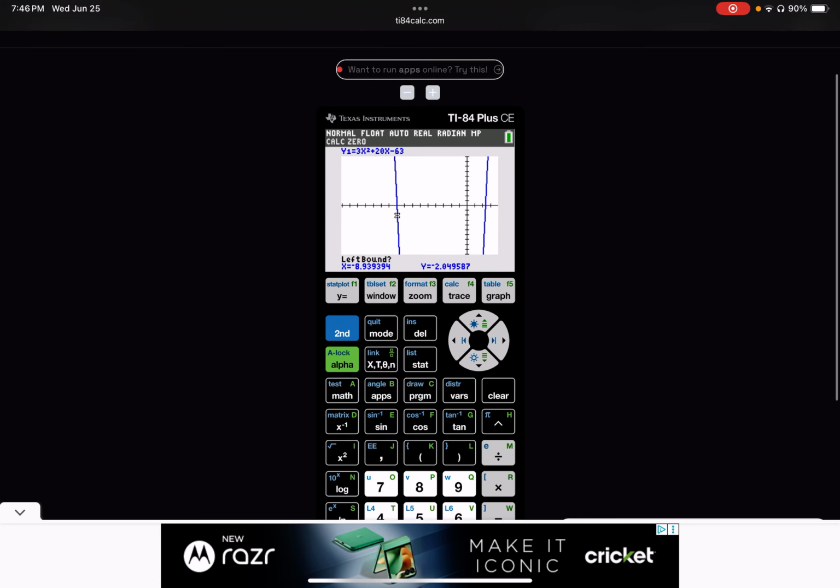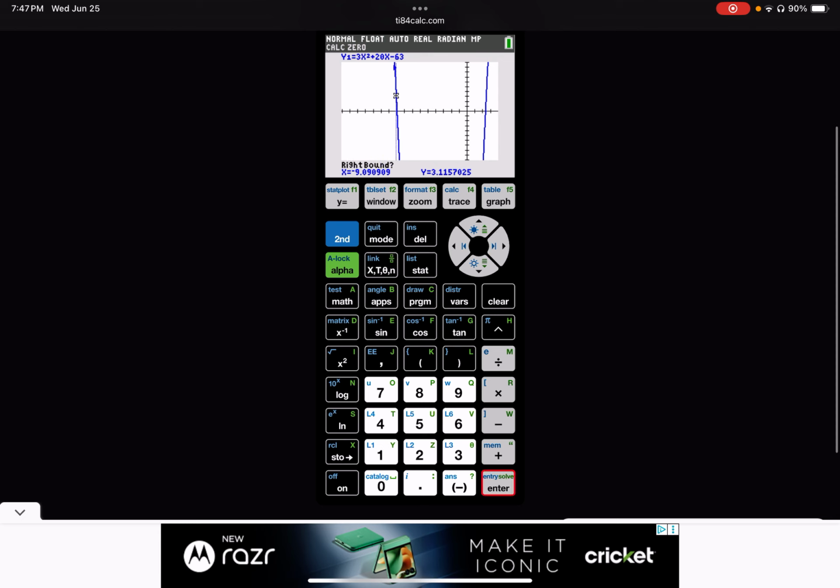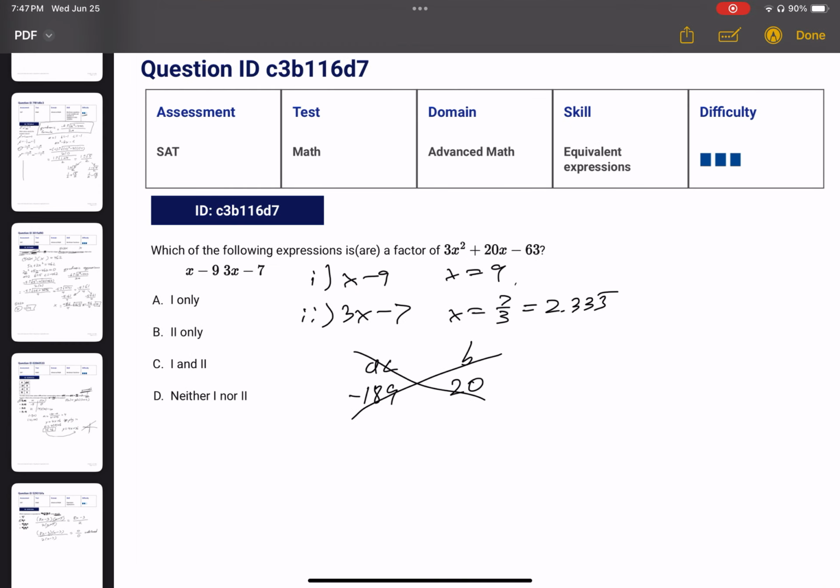Enter. And now it says left bound, so go to the left of the x-intercept, and then right bound, go to the right, and then guess, just press enter again, and you get x equals negative 9. Now if we go back to our question, we see that x equals negative 9 is not an answer. It's x equals 9. So we know the first option is not an answer as of now.